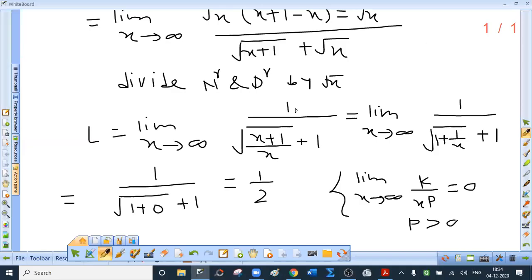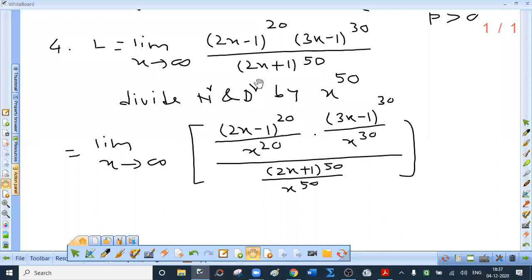So when you divide by root x, you get 1 upon root of (x plus 1) upon root x. Root a upon root b is root of a upon b. So on simplification, it is just 1 upon root of (1 plus 1 upon x). Take the limit. So it is 1 upon root of (1 plus 0) plus 1. That is half, the final answer.